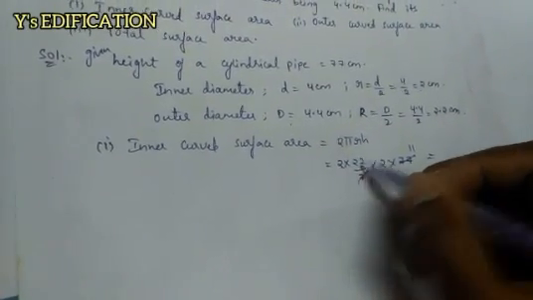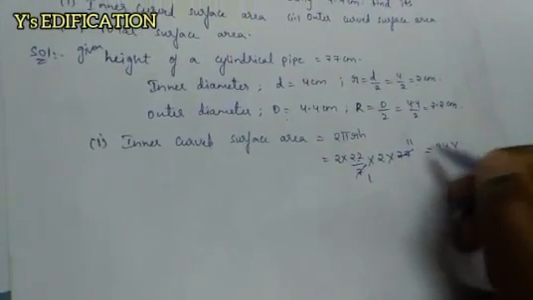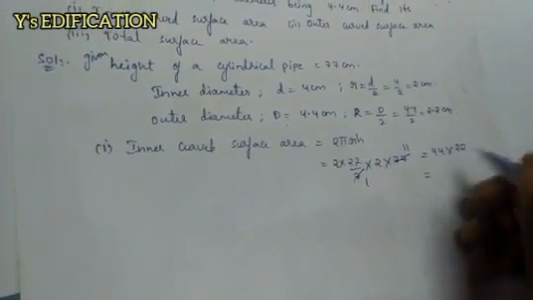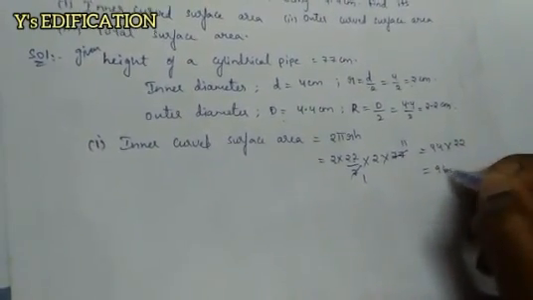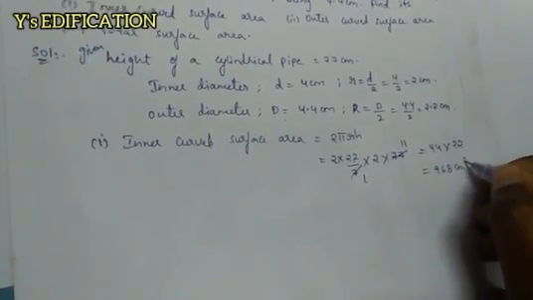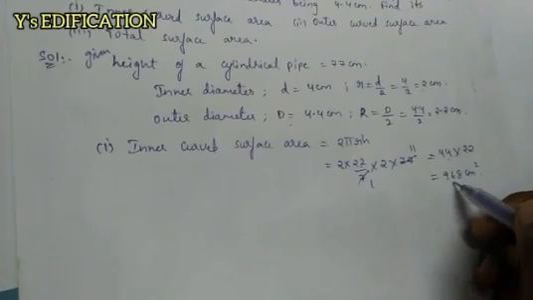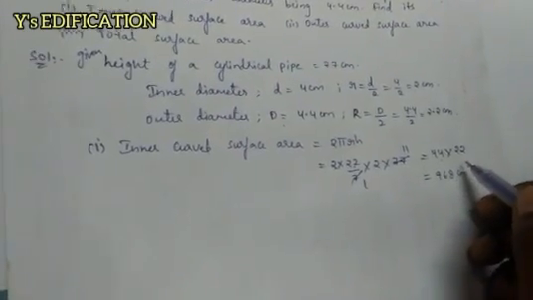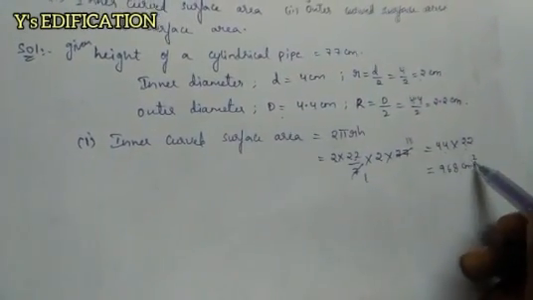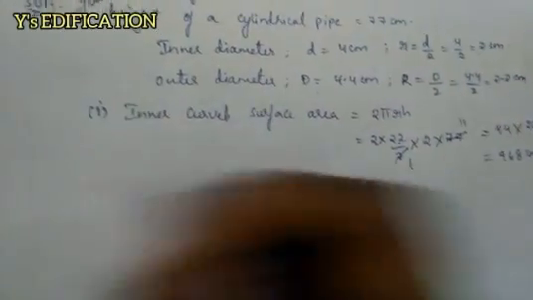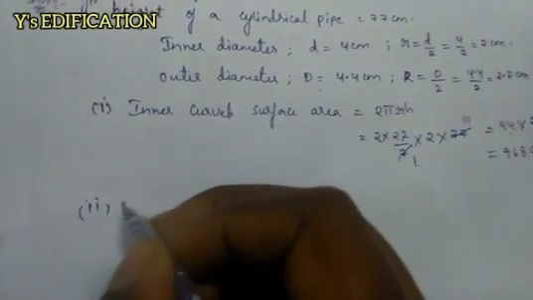2 into 22 is 44. Into 11 into 2 is 22. So 44 into 22 is 968 centimeter square. Okay, multiply both these two numbers and we will get 968. So this is area, so units are in square centimeter square.